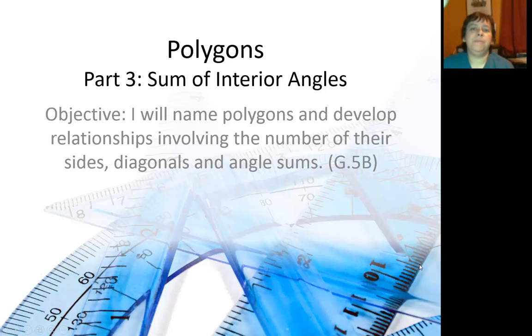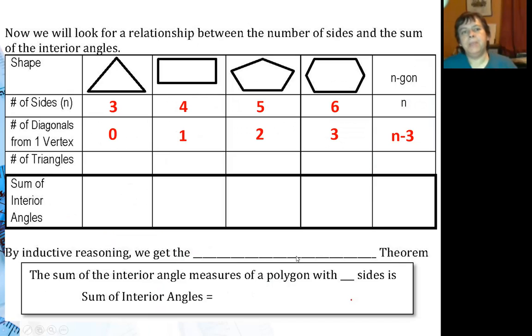Now we're going to develop a formula for the sum of the interior angles of a polygon. So we're going to look back at what we did previously, where we had the polygons and the number of sides and the number of diagonals from one vertex. But now we're going to look at something else, which is the number of triangles that we create with those diagonals. So in the triangle, I have no extra diagonals from the vertex, and I just have one triangle.